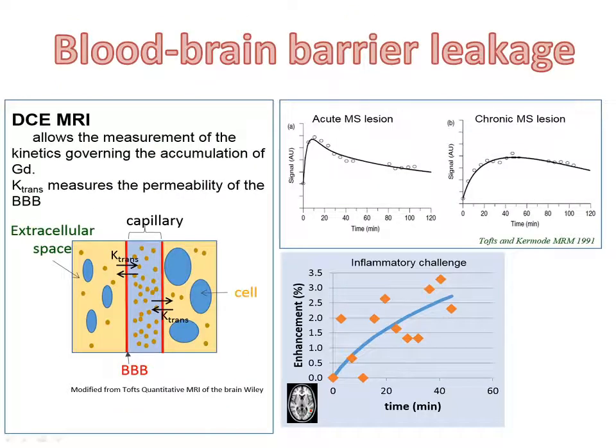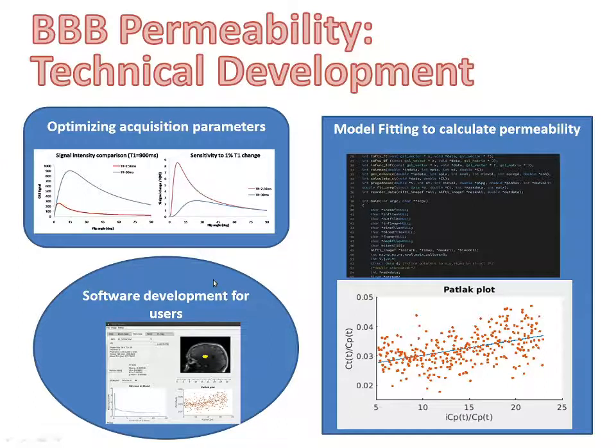We can also use quantitative MRI to study blood-brain barrier permeability. By injecting someone with gadolinium contrast agent, we can increase the signal intensity in areas of the brain where the blood-brain barrier is compromised or there's high permeability, and this results in increased signal intensity, which we can then model to calculate the extent of permeability.